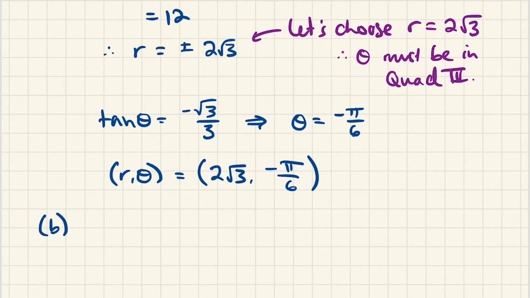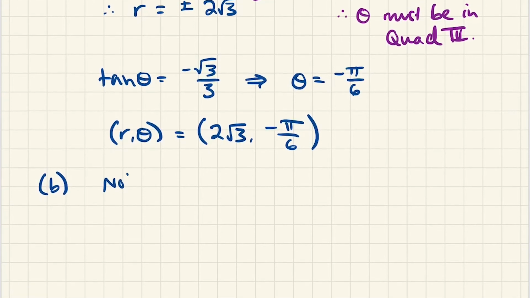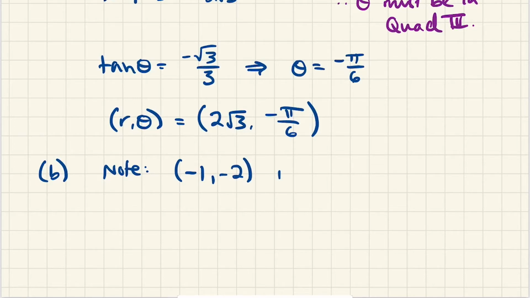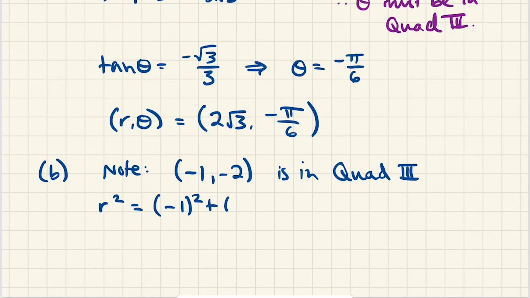Okay, for part B, same reasoning here, but let's note that negative 1, negative 2 is in quadrant 3. Which means that if we choose an r value that's positive, we need a corresponding theta value that is in the third quadrant. If we choose an r value that's negative, we can go with a first quadrant theta value. So r squared is x squared plus y squared. So that would be 1 plus 4. So r squared is 5.